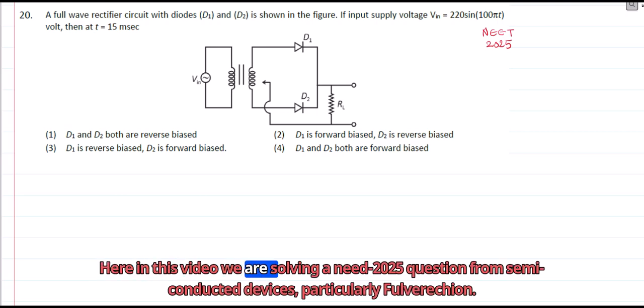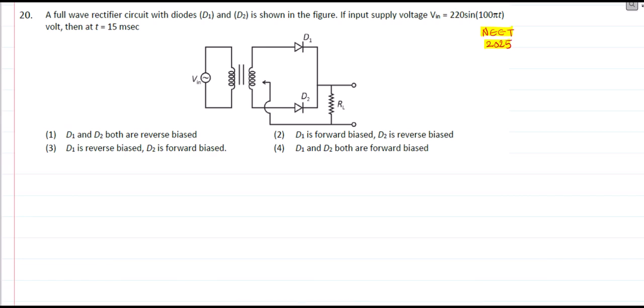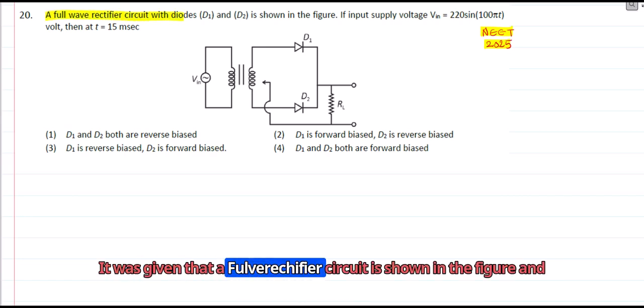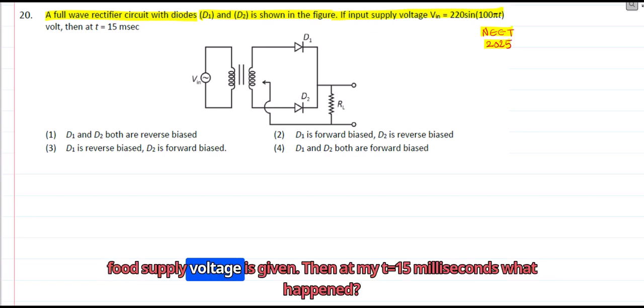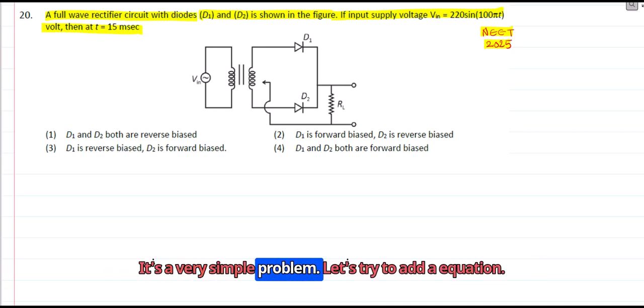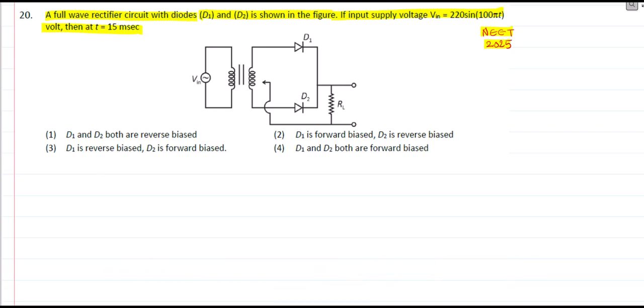Here in this video, we are solving a NEET 2025 question from semiconductor devices, particularly full wave rectifier. It was given that a full wave rectifier circuit is as shown in the figure. The input supply voltage is given, then at t equal to 15 milliseconds, what happens? So it's a very simple problem. Let's try to write an equation.